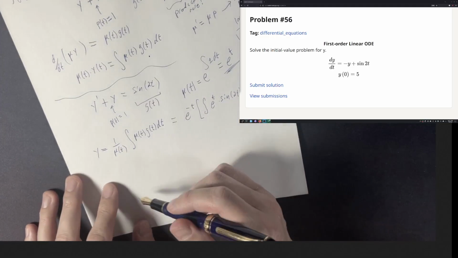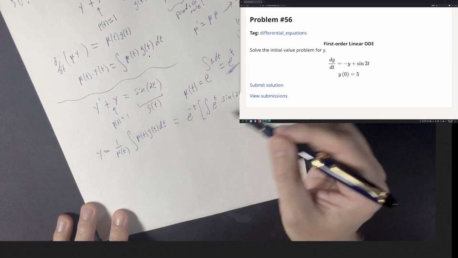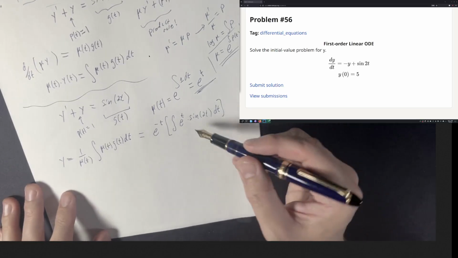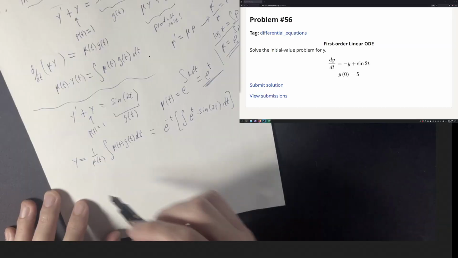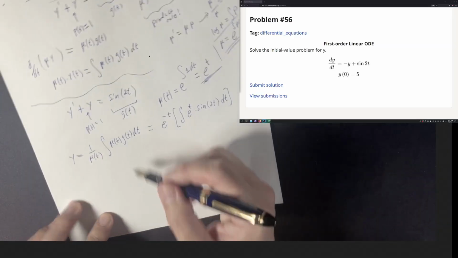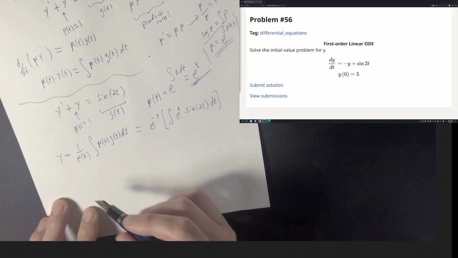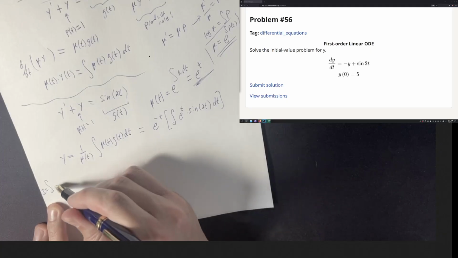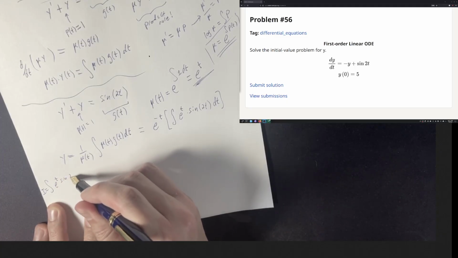Maybe I can just do it here. It's just annoying. It's easy. It's integration by parts, but it's a little bit annoying. So on some scrap paper somewhere, we're going to write: integrate, let's call it I, e to the t times sine of 2t.